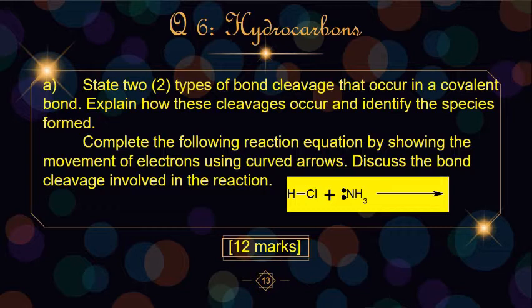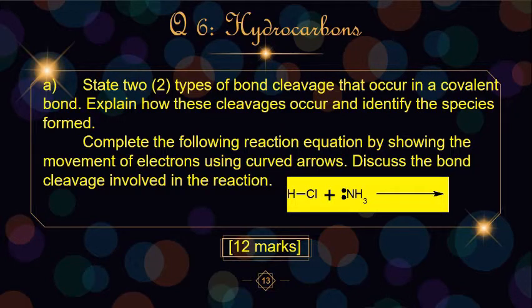Now we'll proceed to question number 6. This question is all about hydrocarbons. The question asks you to state two types of bond cleavage that occur in the covalent bond, explain how these cleavages occur, and identify the species formed.